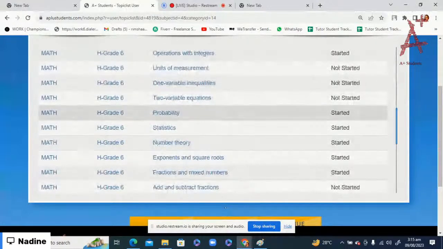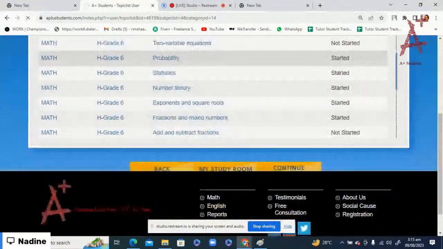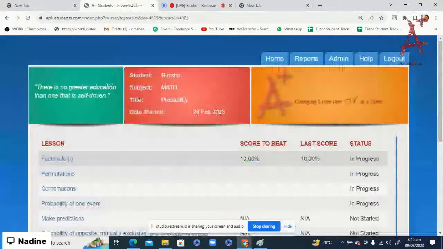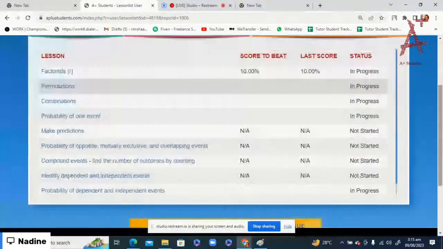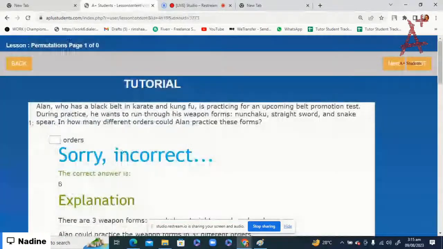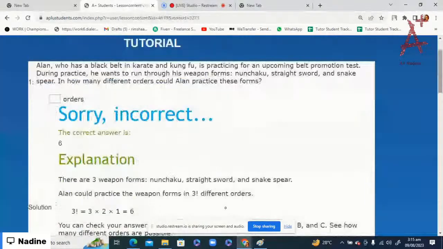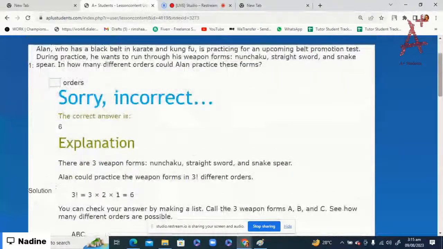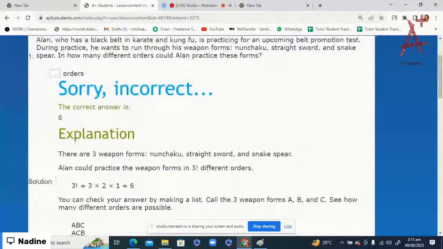Here I'm going to open the next lesson. Okay, the next lesson is permutations. So here are the permutations. Stay focused, because this is, you can say, a bit hard, but when you focus, then you are able to clear it.